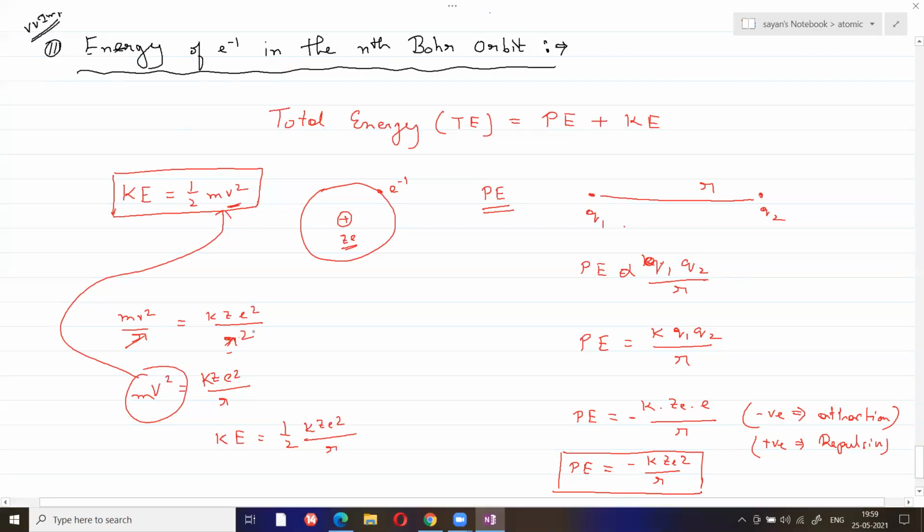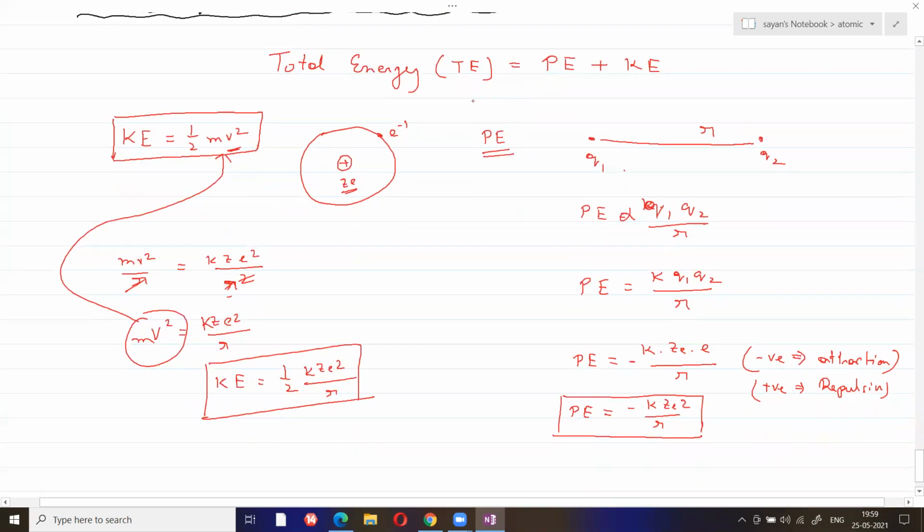This one is r square. After cutting, it becomes r. So this is the kinetic energy value, and this is the potential energy value. Now, what is the total energy? Total energy equals kinetic energy plus potential energy. Now, from here we can find out the total energy.